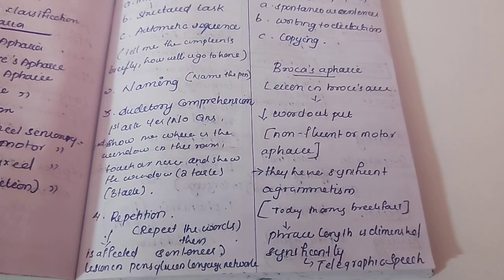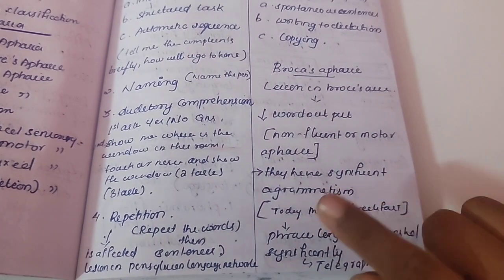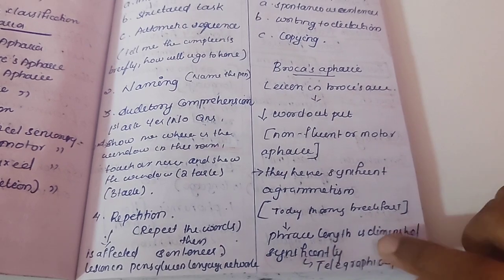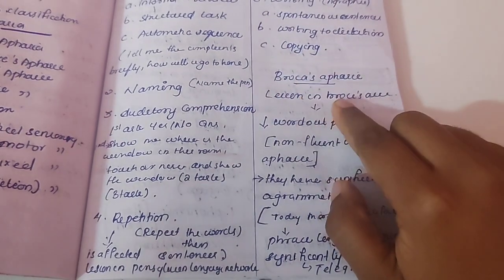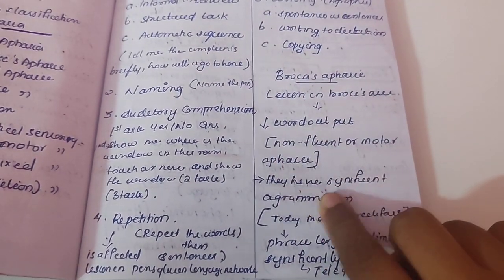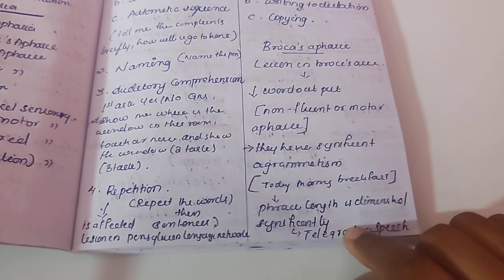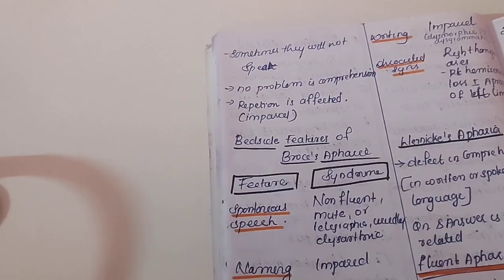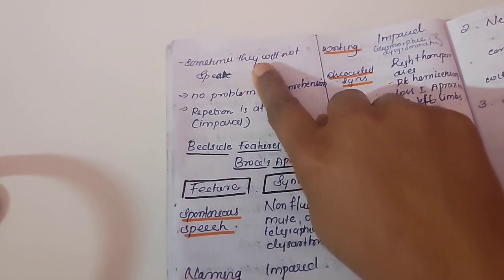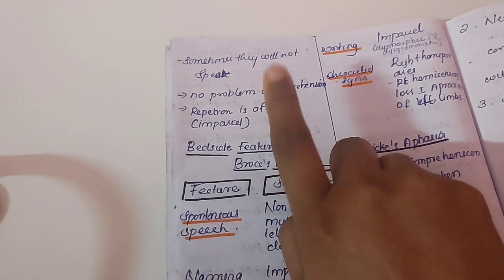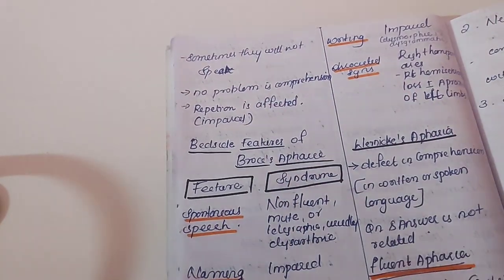So here the length of the sentence is significantly reduced. The length of that particular phrase will be significantly reduced, and it will be like a telegraphic speech. So in Broca's aphasia, non-fluent speech, significant agrammatism, decreased word output, and phrase length diminished significantly. And sometimes the patient with Broca's aphasia will not speak at all, but there is no problem in comprehension, and here repetition is impaired or affected.